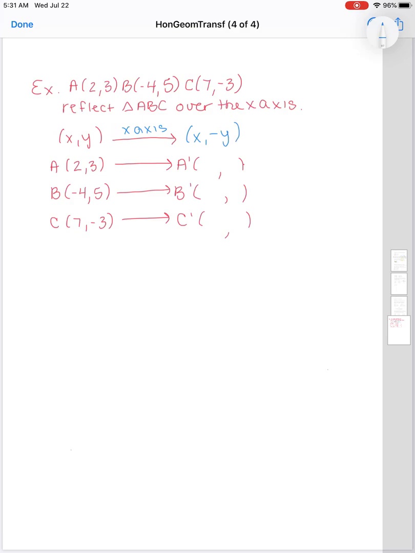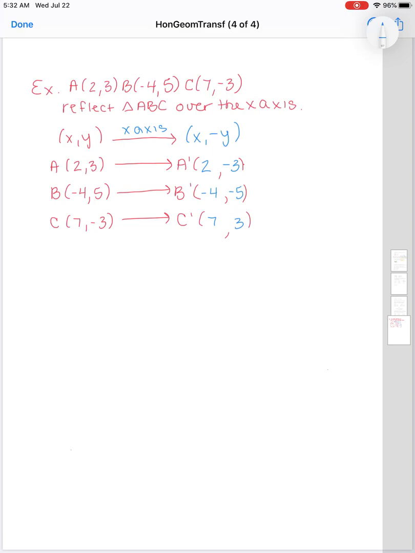And so if I know that the rule is it's being reflected over the x-axis, I go back to the rule that says, basically I take the y-coordinate and I multiply by -1. So I'm reflecting over the x-axis. My x value stays the same, but my y value gets multiplied by -1. So (2, 3) becomes (2, -3). (-4, 5) becomes (-4, -5). And (7, -3) becomes (7, 3).